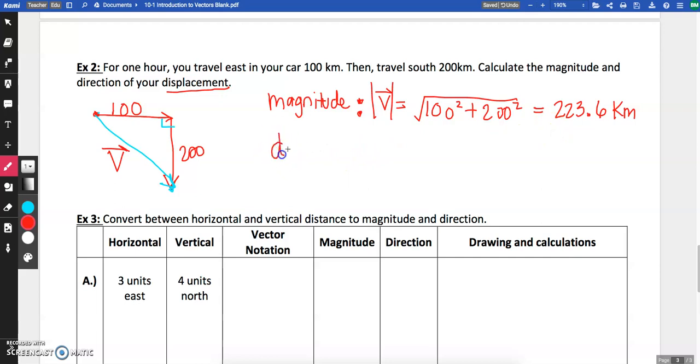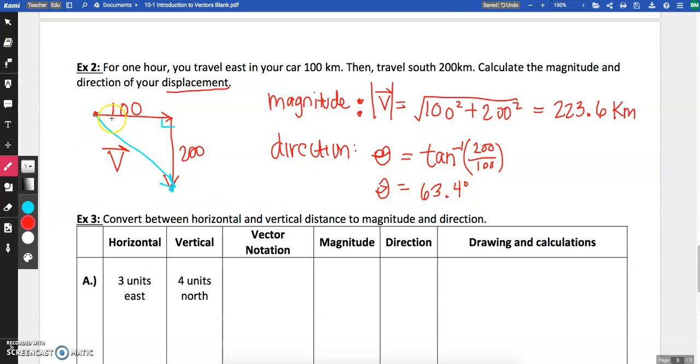And then again, the direction is our angle. And we can find the angle theta using our tangent. So inverse tangent of y over x. So in this case, y is 200, x is 100. Okay, so when you type this in your calculator, make sure you're in degree mode because we're looking at degree angles. So when I type that into my calculator, I get 63.4 degrees. Now let's think about what that means.